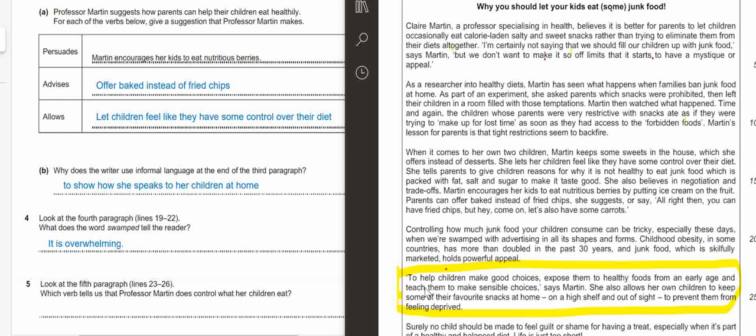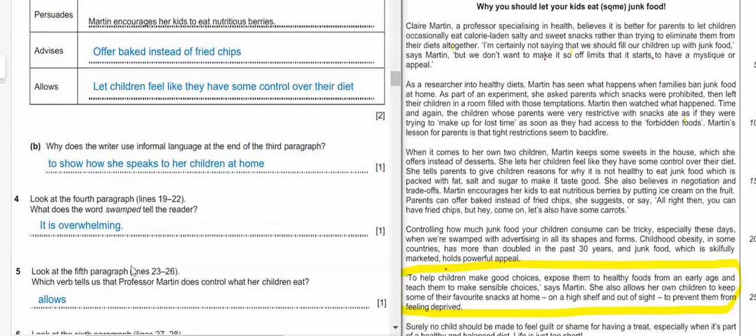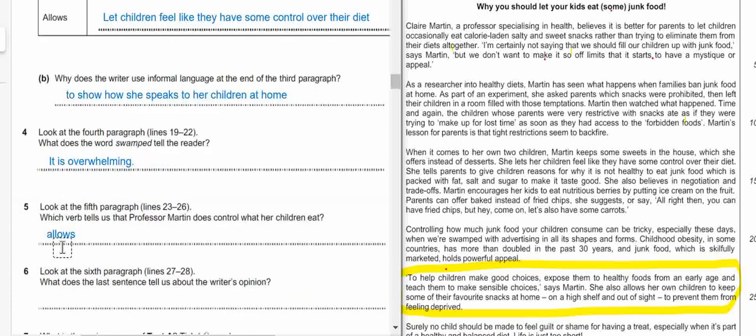So you got your answer? Let's check it out. The answer is allow. Allow is in here. That is the verb that tells us that Professor Martin does control what those children eat. Let's move on to the next. The answer is allows for number 5.